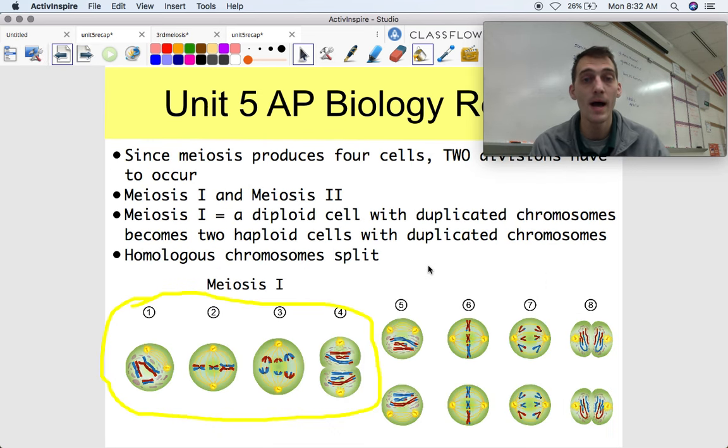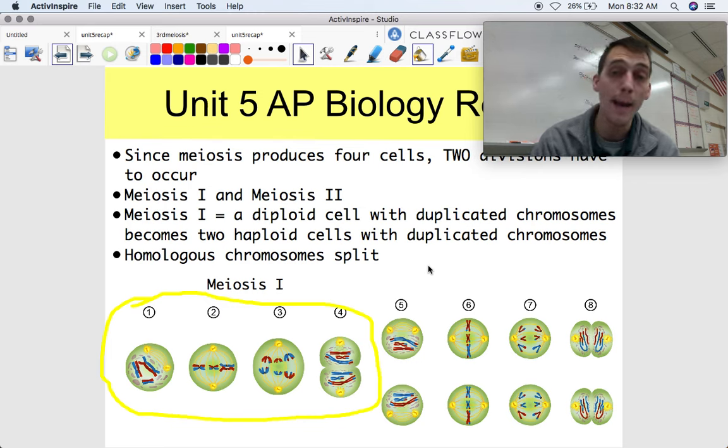So meiosis results in 4 cells, right? We just spoke about that in 5.1. That means that cells have to divide not once, but twice. They go 1 to 2 and 2 to 4. So thereby it is divided into 2 phases, meiosis 1 and meiosis 2. Meiosis 1 is where a diploid cell with copied, or duplicated, chromosomes becomes 2 haploid cells with duplicated chromosomes, or in other words, the homologous pairs split.